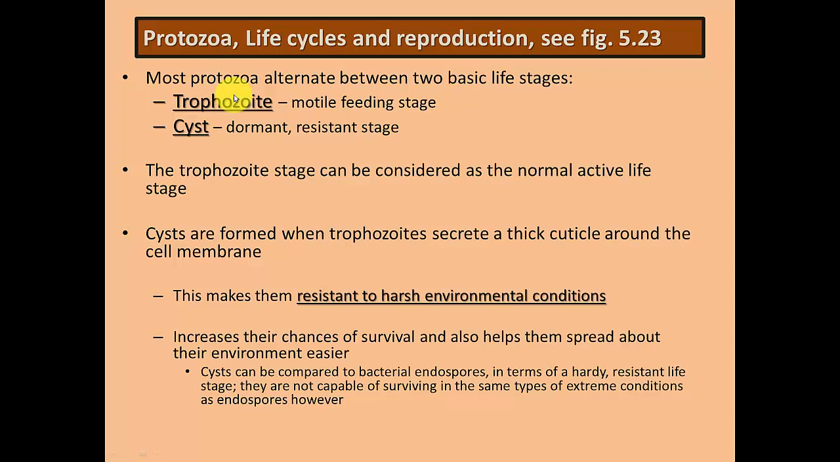Being able to form the cyst makes them able to resist harsh environmental conditions. Now these are not as survivable as the endospores. Endospores are much more difficult to kill, but they're comparable in that it does help them survive certain unfavorable conditions like low water, low nutrients, high levels of heat, things like that. Cysts can really kind of help them survive until the conditions become favorable again. It talks about that down here in this last paragraph.